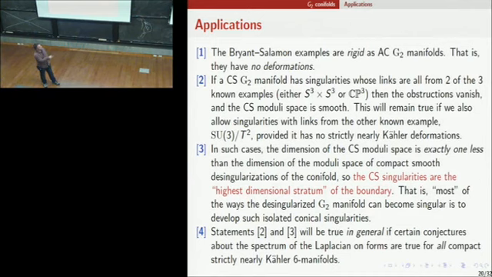Statements 2 and 3 will be true in general for any CS if certain conjectures about the Laplacian on forms for strictly nearly Kähler 6 manifolds are true. So we can write down certain statements about eigenforms of the Laplacian on 2 forms and 3 forms for compact nearly Kähler 6 manifolds, which are true for these cases. If those are true for all nearly Kählers and there are no deformations, that's included in these conjectures, then this would work in general. Am I right? Yeah, but it is stability.